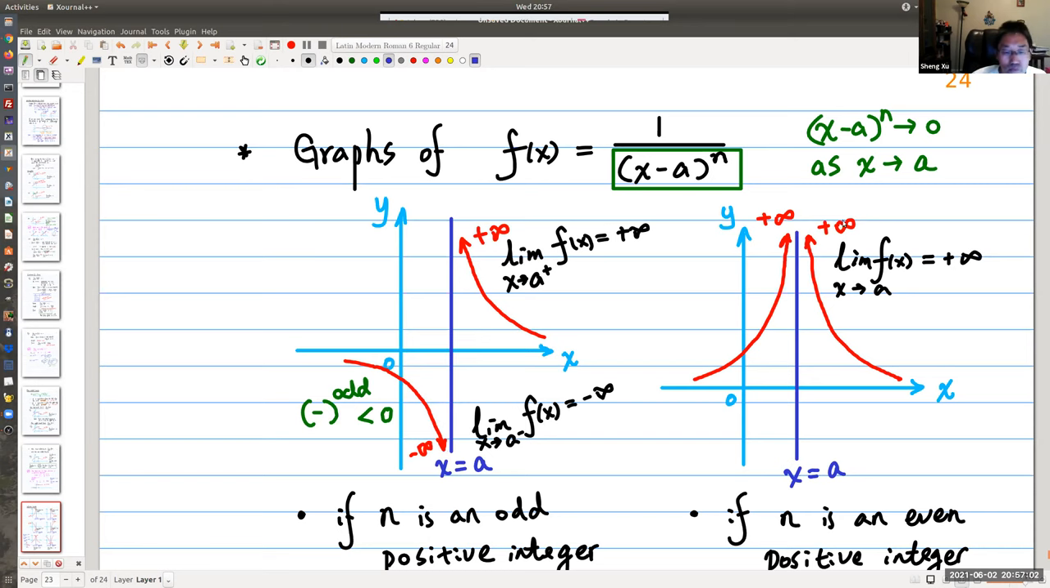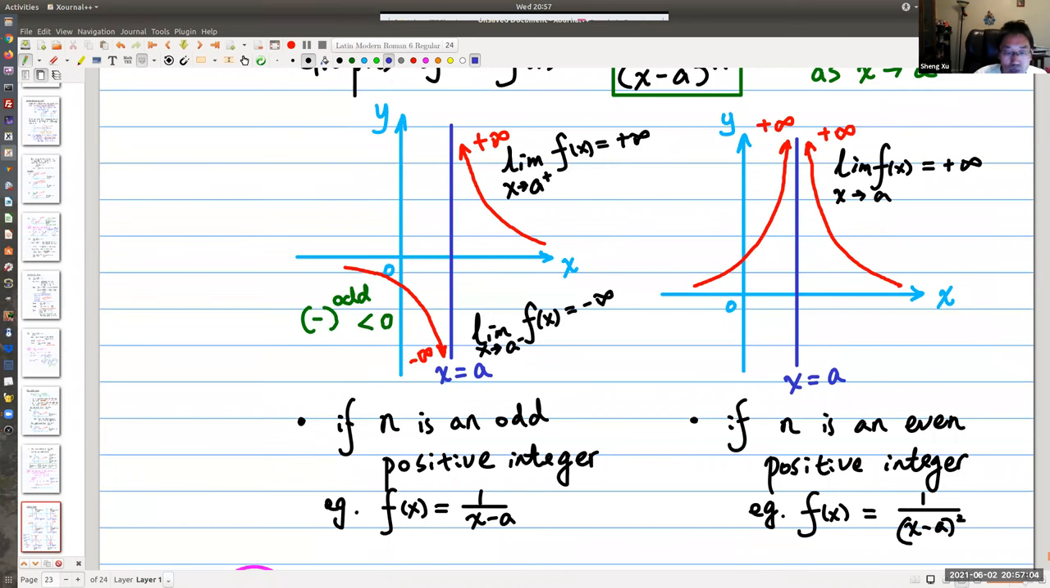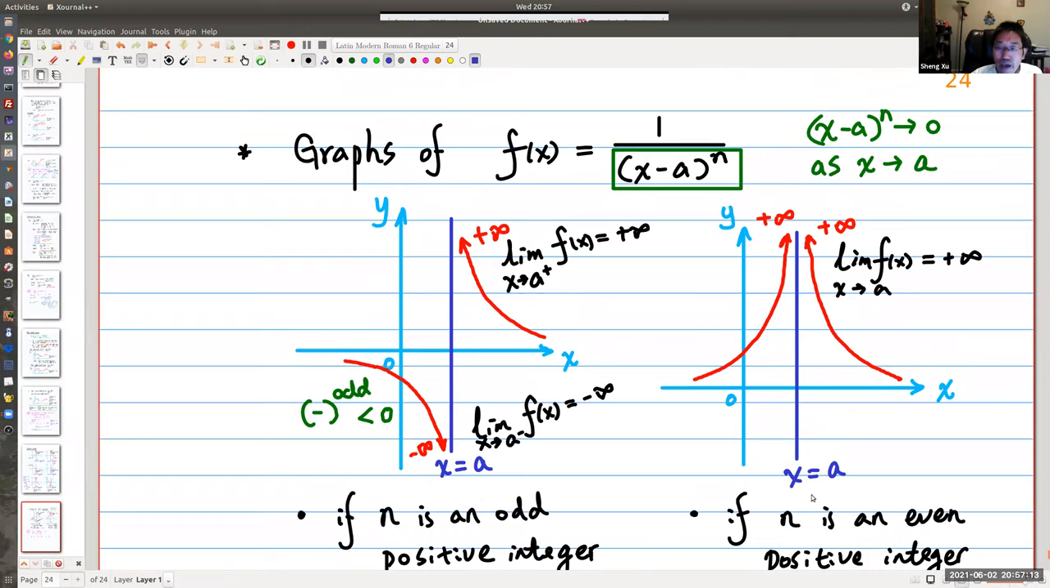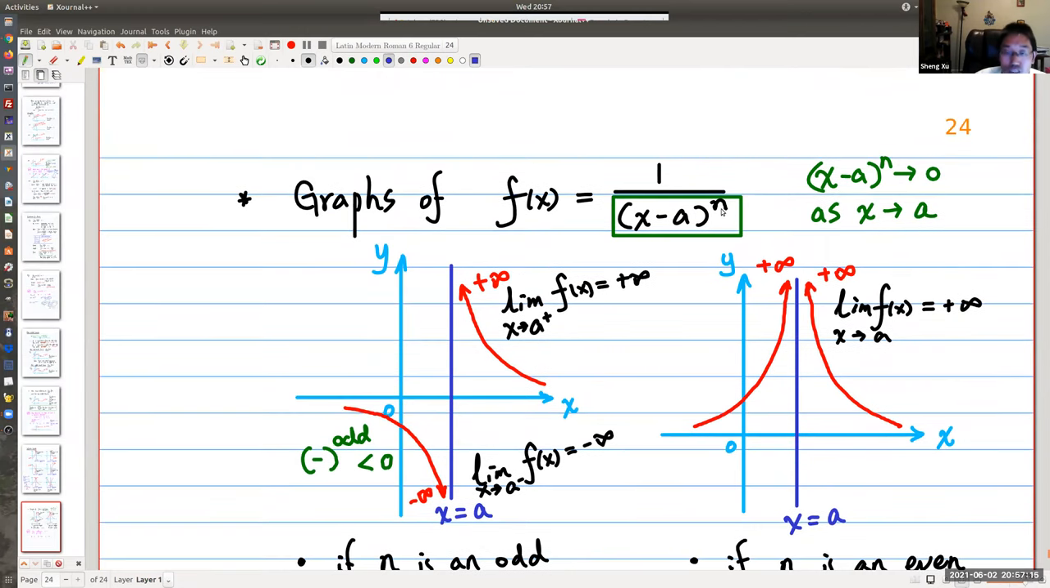Think of this example here, f(x) equals one over x minus a, which is x minus a to the power one, right? Power one. Clear? However, if this n is even, then what happens?